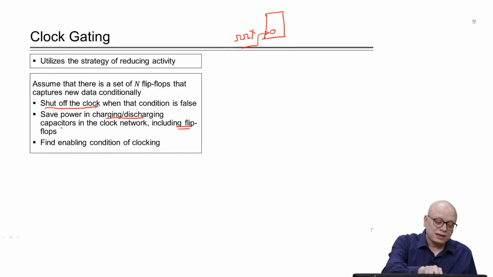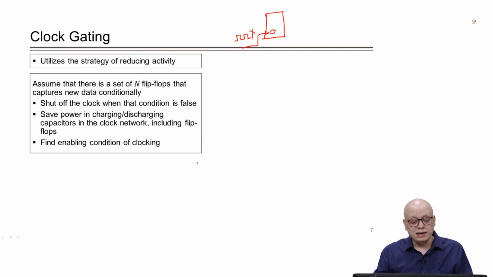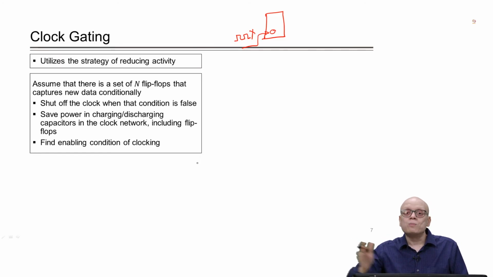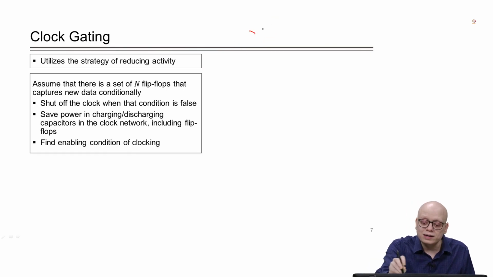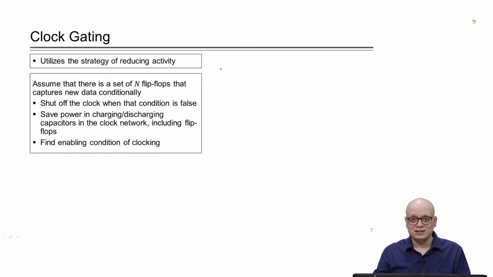In this case, the logic synthesis tool needs to find the enabling condition of clocking, and based on that it will say that only when this condition is true, the clock is allowed to propagate along the clock path. Now, how can we implement this clock gating strategy?